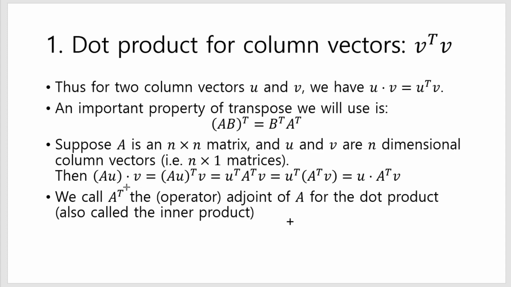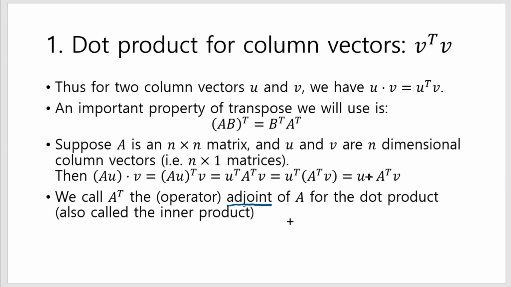So we say that A transpose is the adjoint operator. There's actually a matrix adjoint which has a different meaning, so it's a little confusing, but as an operator, with respect to this dot product, A transpose is the adjoint, okay?